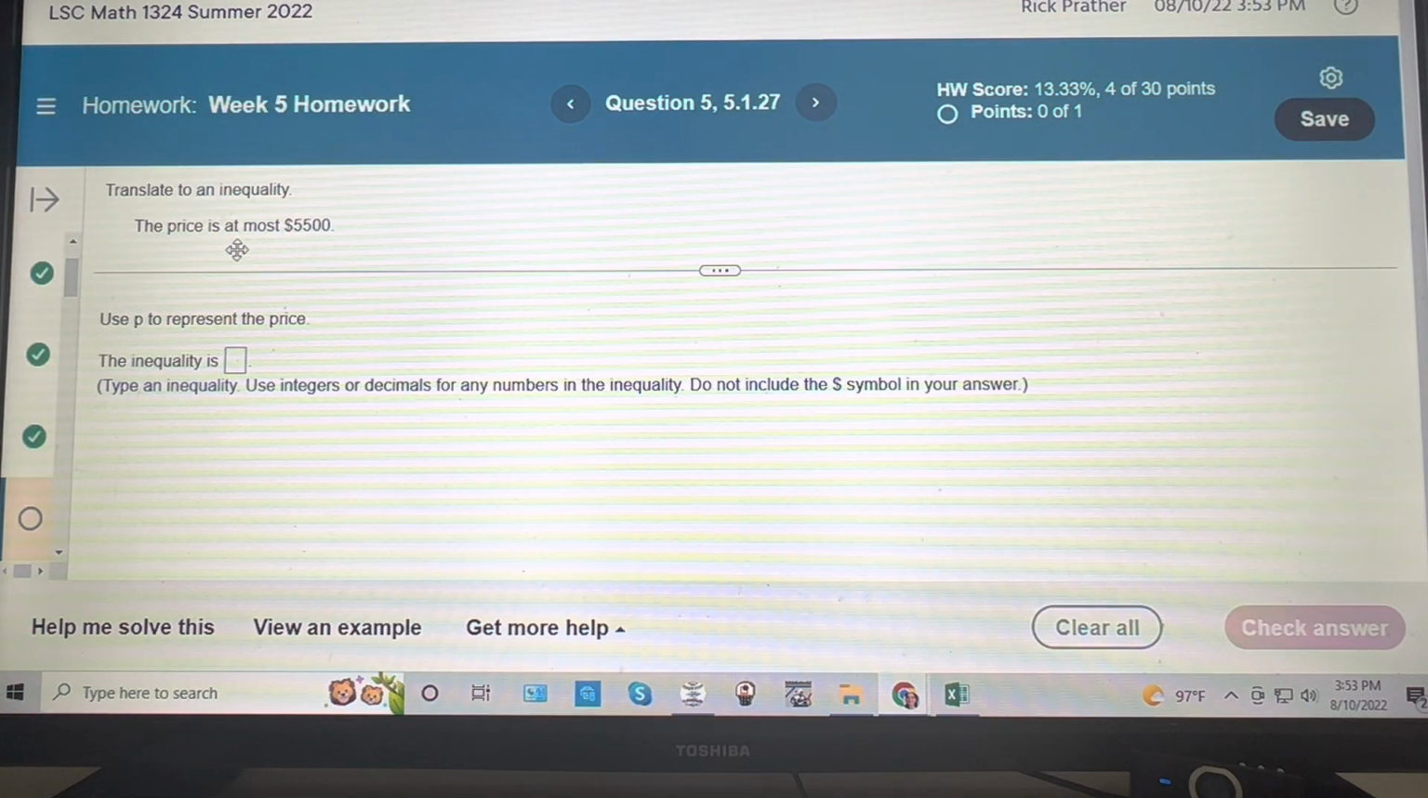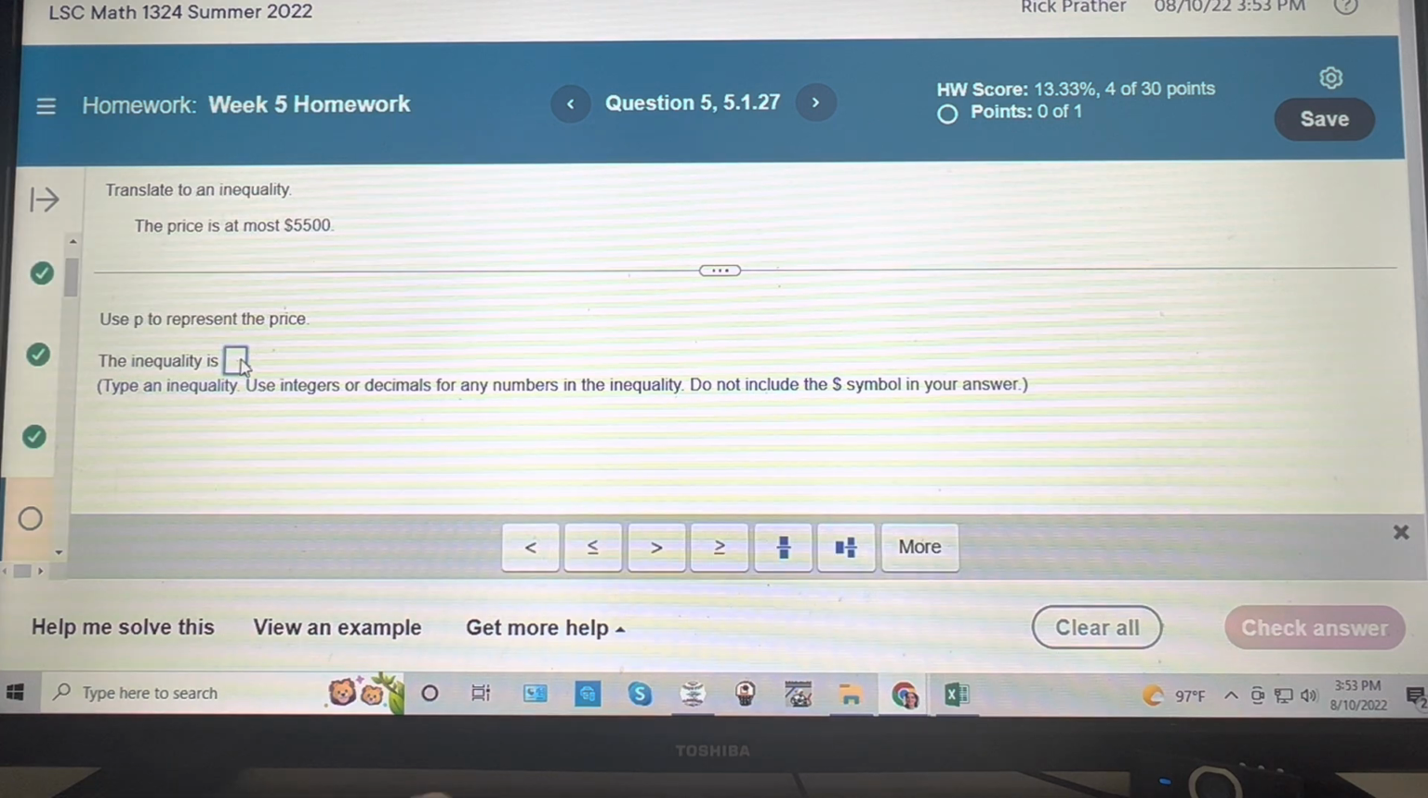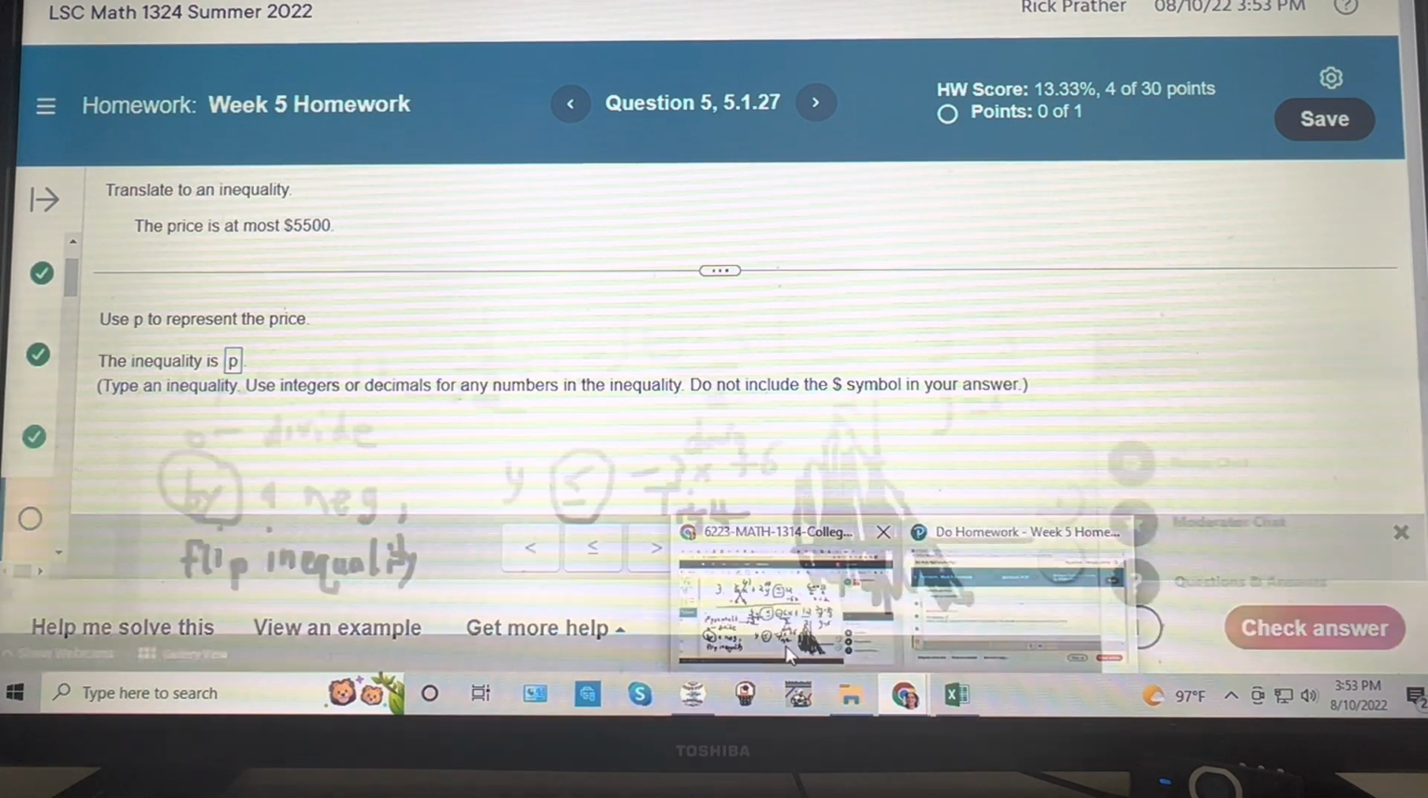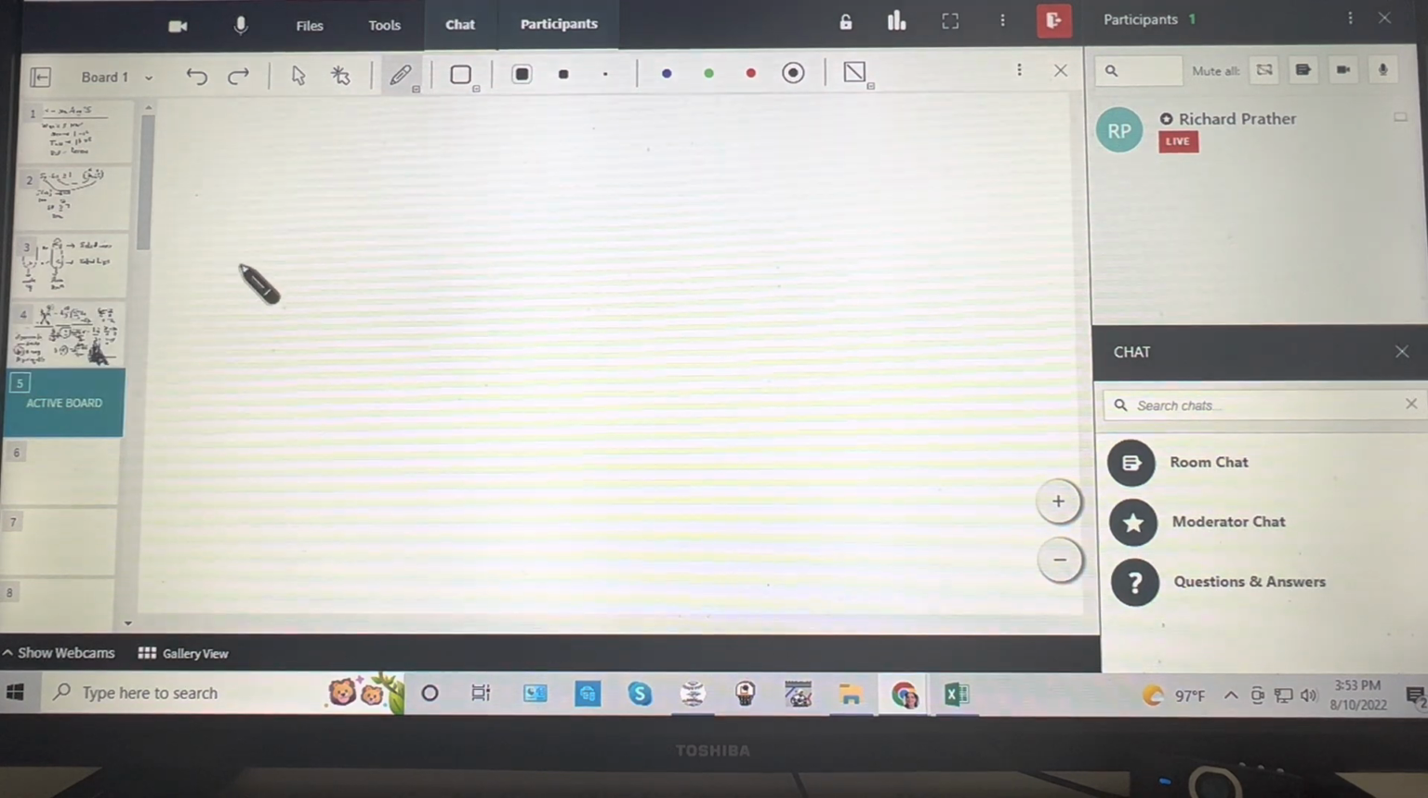The price is at most $5,500. Use P for price. So price is at most, which is one of these 4, and then you put 5,500 after that. Now, many students get at least and at most mixed up.